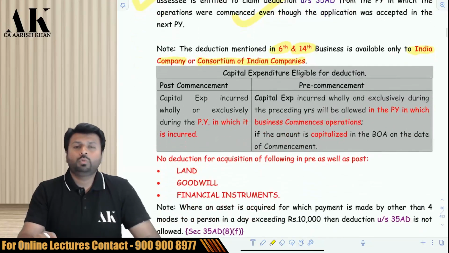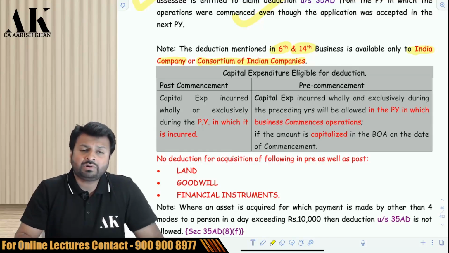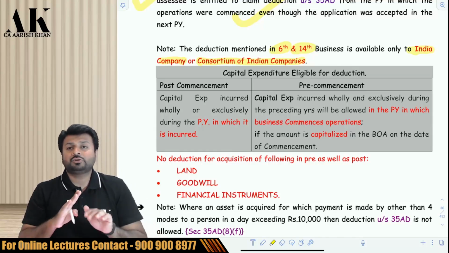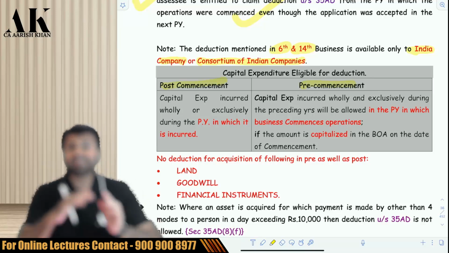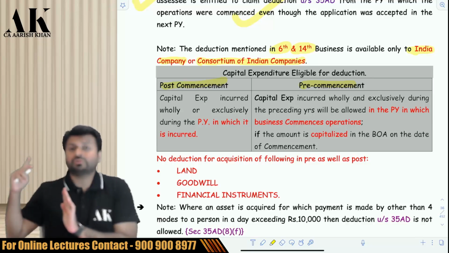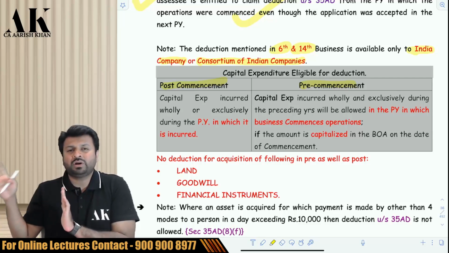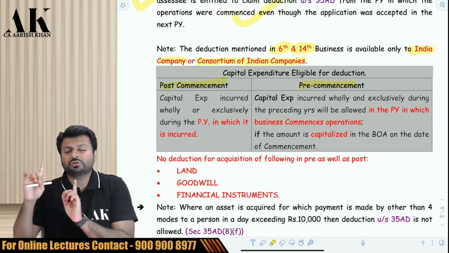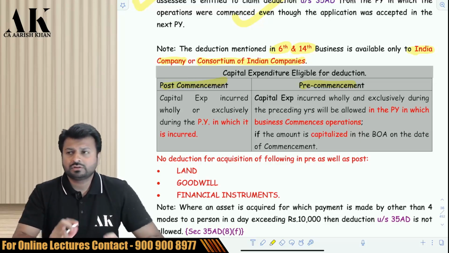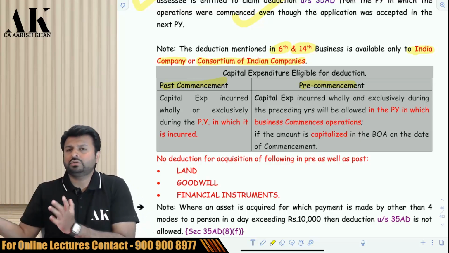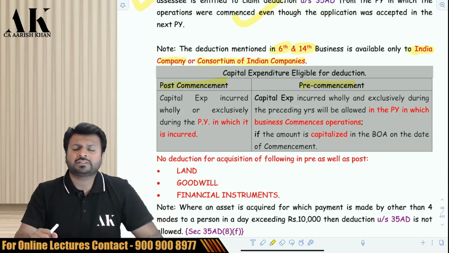Okay. Now, which kind of deduction is allowed over here? As I told you at the beginning of this section, only capital expenditure is allowed under this section. And when can the capital expenditure be incurred? It can be incurred in pre-commencement or in post-commencement, it doesn't matter. If it is incurred in the pre-commencement period, there is no time limit, unlike scientific research, where there is a time limit of 3 years. There is no time limit over here. In pre-commencement, whatever capital expenditure you have incurred, you have to do just one thing: capitalize it in the books of account on the date of commencement of the business. So if in the last 4 years you have incurred a lot of capital expenditure, you have to capitalize it in the books of accounts on the date of commencement. That's it. You will get the full 100% deduction in the first year itself.